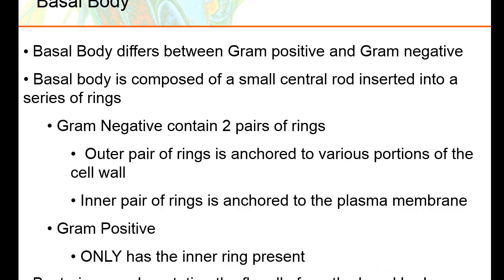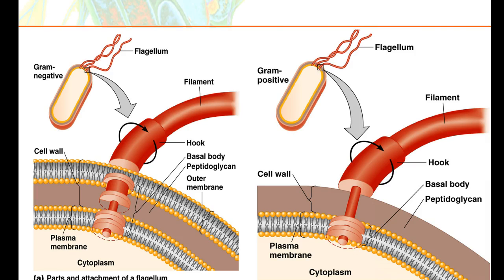The way that they do work, as I said, they have these pairs of rings. Gram-negative have two pairs of rings. Gram-positive only have one set of rings. They only have the inner set. And what they do is they crank and they turn and they rotate that flagellum for movement.